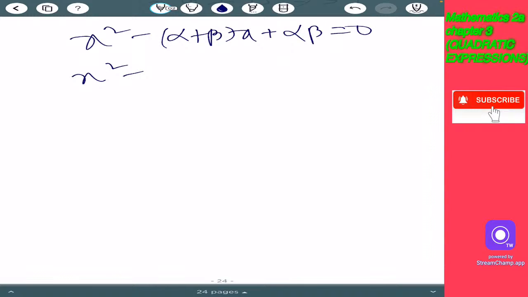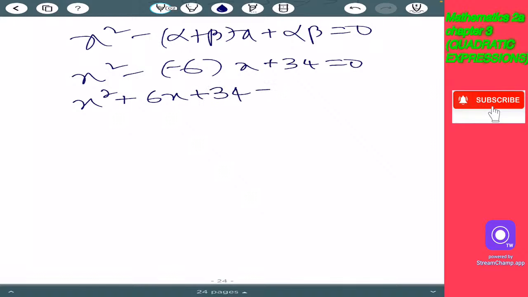x square minus, that was 6, minus 6 into x, plus you got 34. If you see, x square minus of minus, plus 6x plus 34 is equal to 0. Is it clear here?